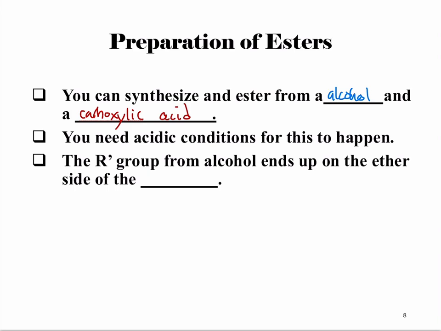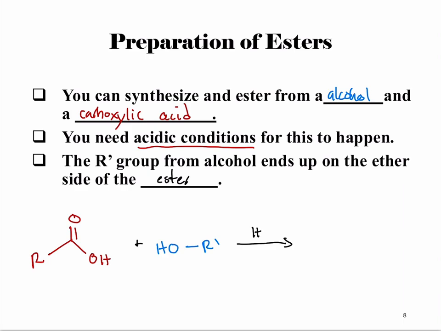All right, so we need acidic conditions for this to happen. The R group on the alcohol ends up on the ether side, or the alcohol side, of the ester. What this looks like, and I'm going to draw this in terms of an arbitrary molecule: we start off with a carboxylic acid, RCOOH, and we add R prime OH. In acidic conditions, this is going to make an ester.